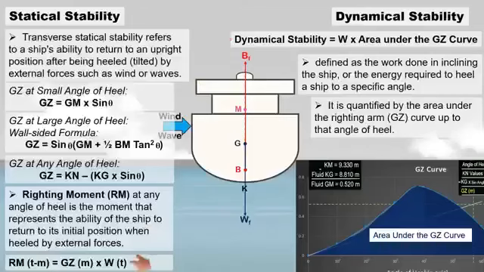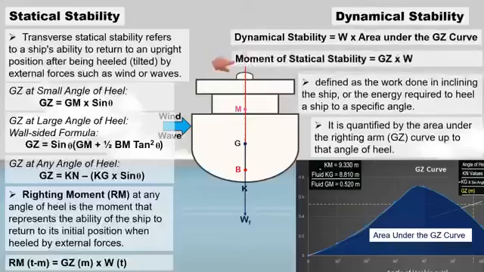Looking at the formula to find moment of statical stability and dynamical stability, they are interconnected concepts that together provide a comprehensive understanding of a ship's stability behavior. The righting moment, a key aspect of statical stability, is calculated by multiplying the righting arm by the ship's displacement. Dynamical stability, on the other hand, is determined by multiplying the ship's displacement by the area under the GZ curve.